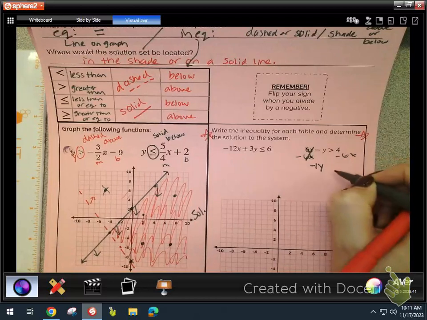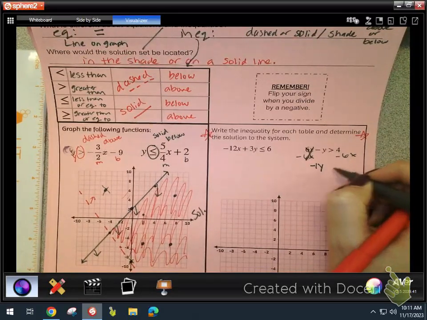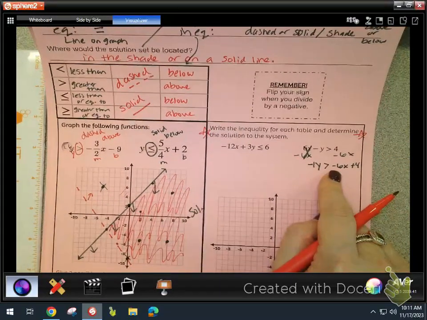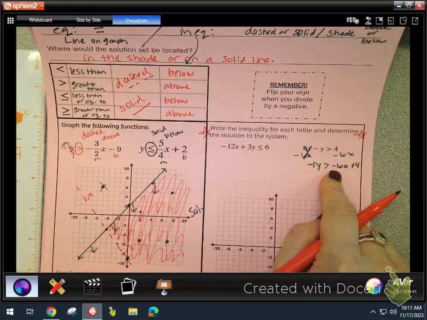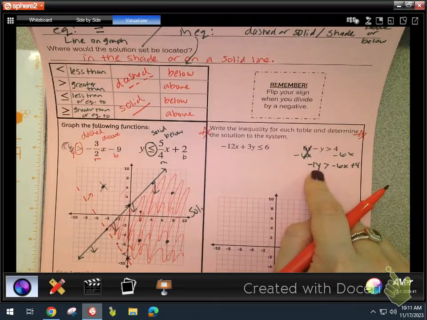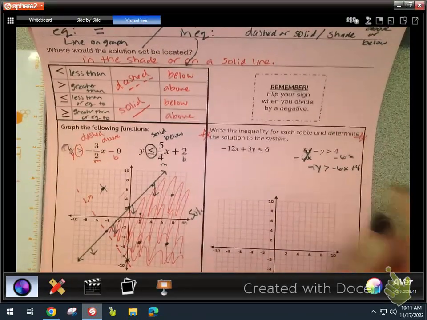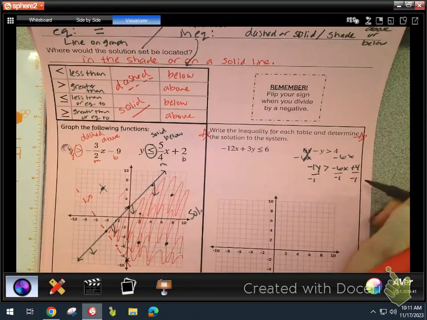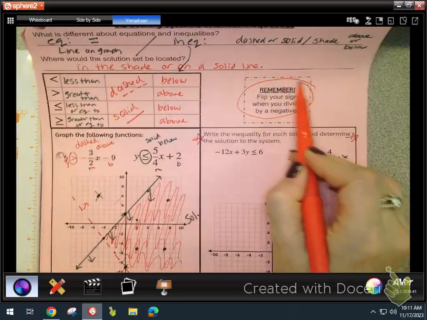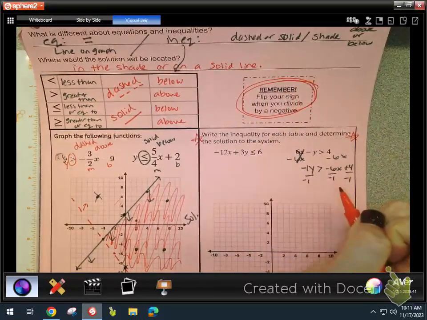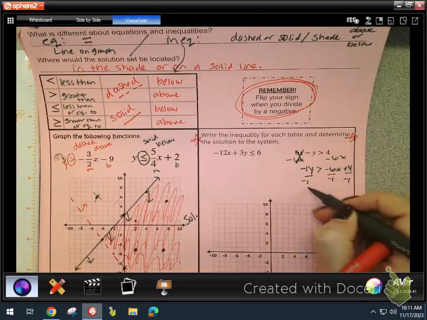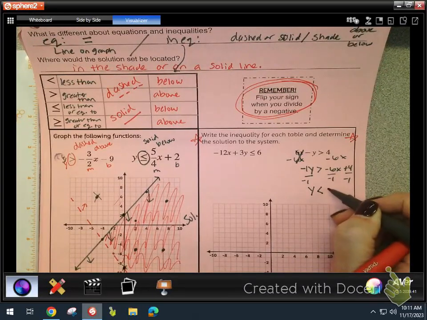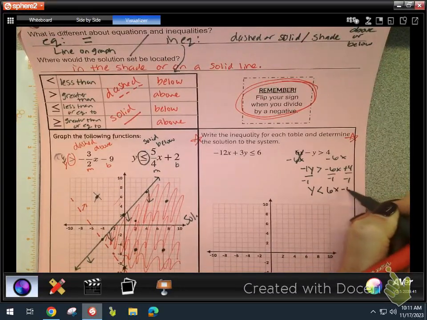If you want to write in a 1, I think that's helpful. It's like a -1 is right there. Negative y is greater than negative 6x plus 4. Make sure you guys are really flipping the sign of the x, because that is something that we've been struggling with. Now, what am I going to do to get y all by itself? Divide by -1. Look right above in the box. What did I put in your notes? So what's going to happen to my inequality sign of a greater than? It's going to become a less than. And then this is 6x minus 4.